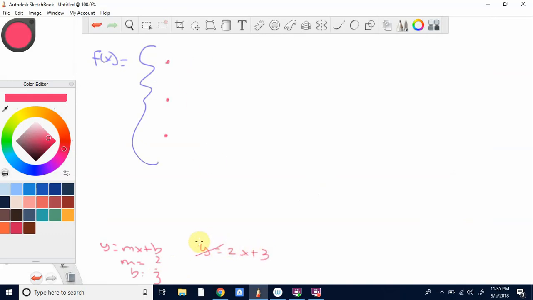And I don't need to put the y, because that's what f of x is. So I'm just going to put 2x plus 3.